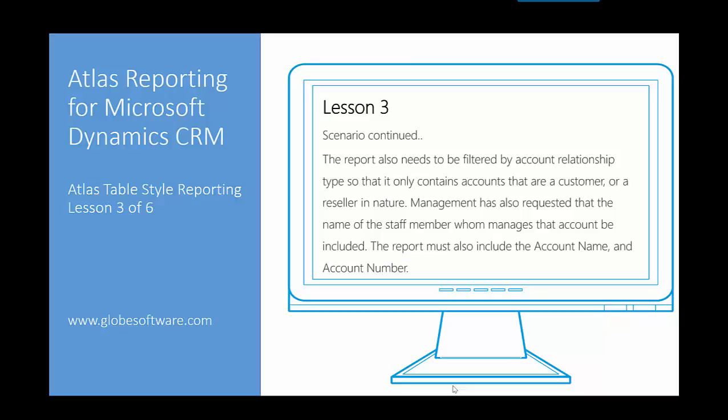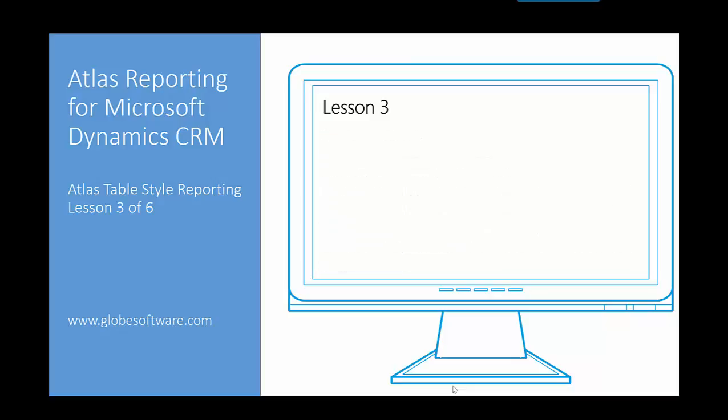The report also needs to be filtered by account relationship type so that it only contains accounts that are of a customer or reseller in nature. Management has also requested that the name of the staff member who manages the account to be included. The report must also include the account name and the account number. In this chapter, we will build the report and edit the fields using the style functionality. The filters will be applied in lessons soon to follow.